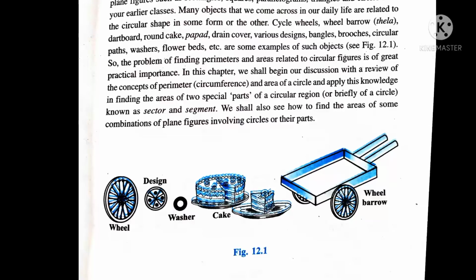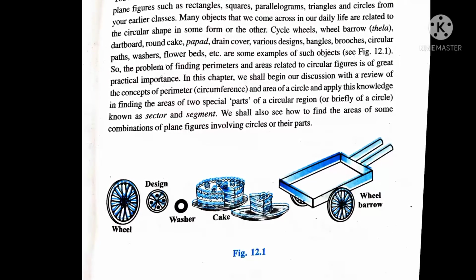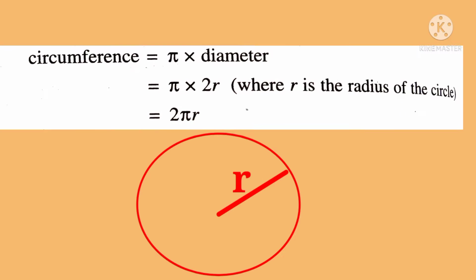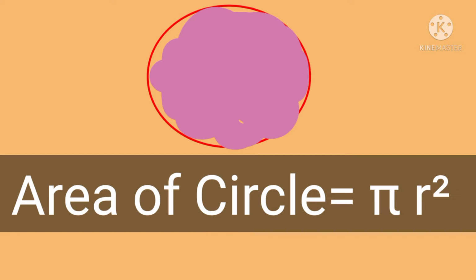So let us start the topic by recalling some of the basic formulas of circle. First one is circumference, that is also called perimeter of a circle, which is equal to 2 pi r, where r is the radius of the circle. The region inside the circle is called the area of the circle, which is equal to pi r square.